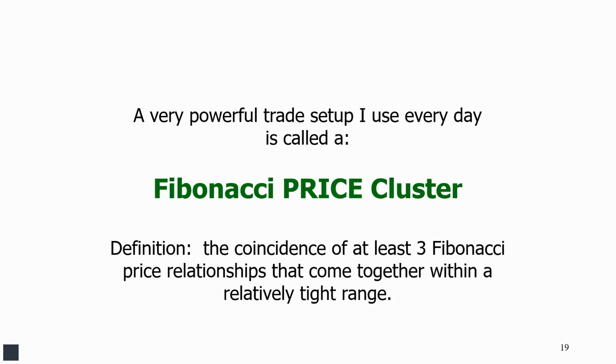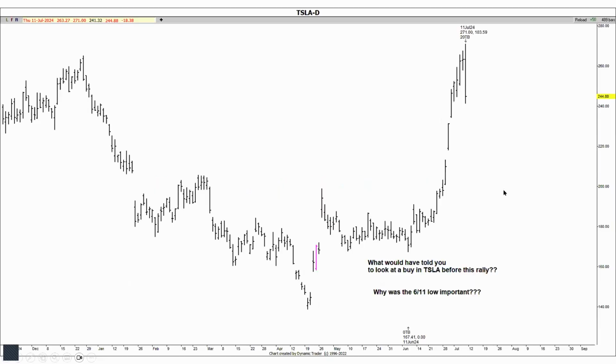Now, the definition of a cluster is the coincidence of at least 3 Fibonacci price relationships that come together within a relatively tight range. Okay, so we're going to go over some of those. But before we do that, I want to show you one, starting with a blank chart. And the question is going to be, what would have told you to look at a buy in Tesla before this rally occurred? Why was that June 11th low important?